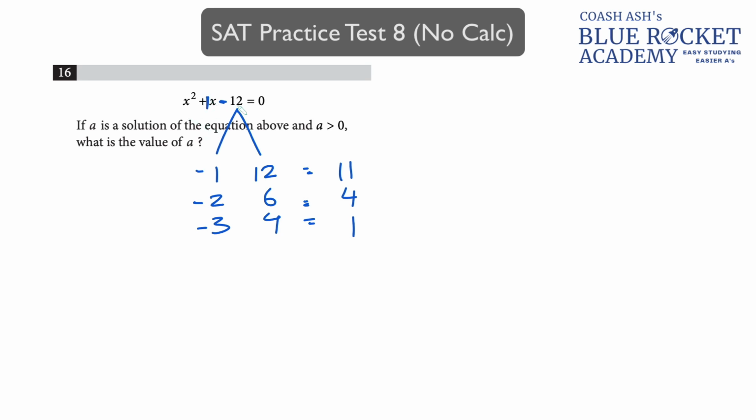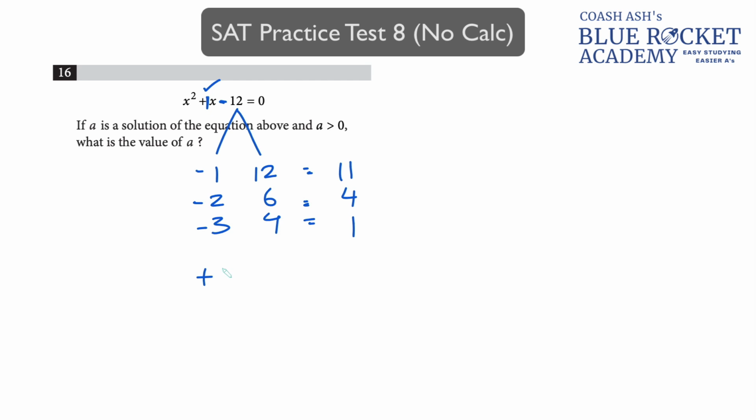So really, what you're trying to find out is what are the factors of 12? When you take the difference of them, you get 1. So the only two that give 1 are negative 3 and 4. And now here's the easy part. All you need to do is just flip the sign. Okay, just flip the sign.